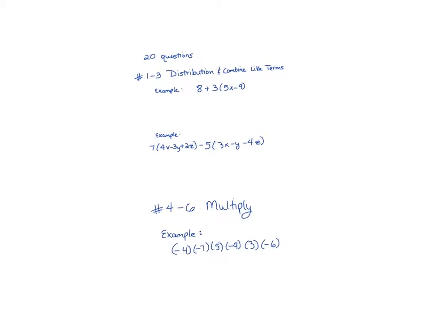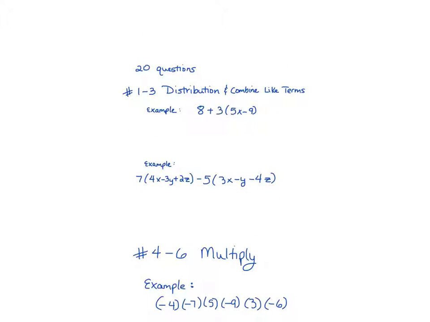Okay, so tomorrow you have a test. The test is going to cover 2.5 to 2.9. And on the test, there's 20 questions. On questions number 1 through 3, you're going to have to use the distributive property. You're also going to be combining like terms.